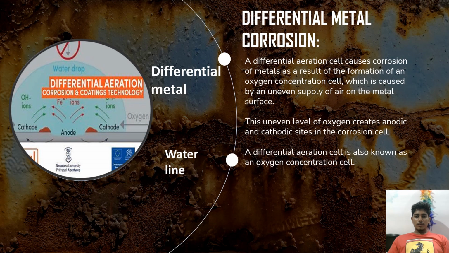Differential metal corrosion. A differential aeration cell causes corrosion of metals as a result of formation of an oxygen concentration cell, which is caused by an uneven supply of air on the metal surface. This uneven level of oxygen creates anodic and cathodic sites in the concentration cell. A differential aeration cell is also known as an oxygen concentration cell. You can see the diagram from your left side.